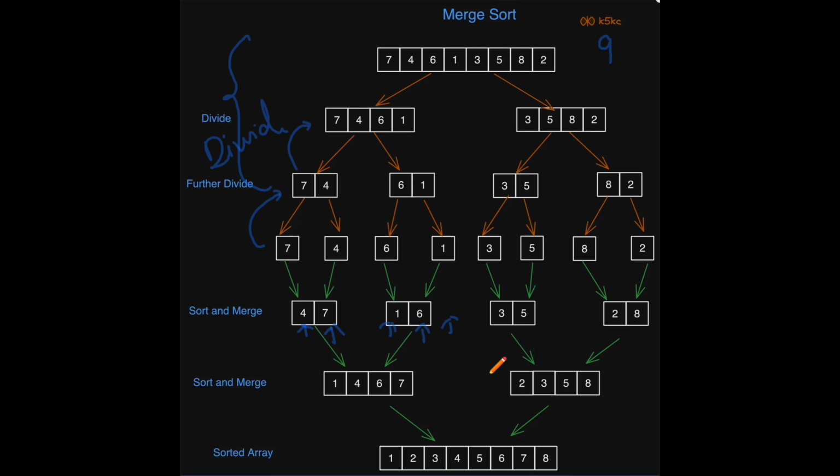And now we recurse back and we are at the final step where we will merge these two arrays of size 4 as well and finally get a sorted array as an output. So this is how the whole merge sort algorithm will work. Now let's jump into the code part.